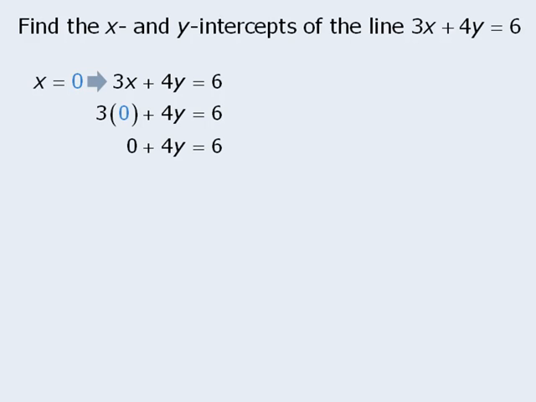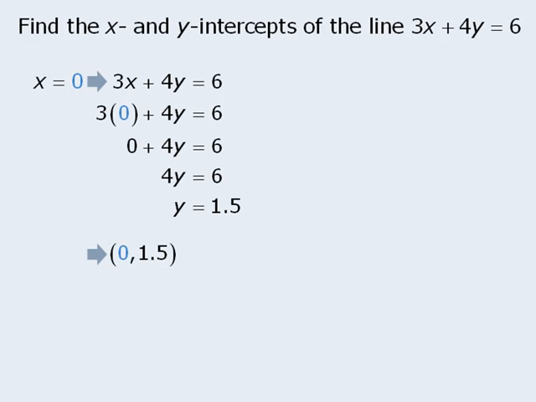When we solve this equation for y, we see that when x equals 0, y must equal 1.5. So one solution to this equation is x = 0, y = 1.5, which means the y-intercept here is 1.5. We'll now use a similar approach to find the x-intercept.